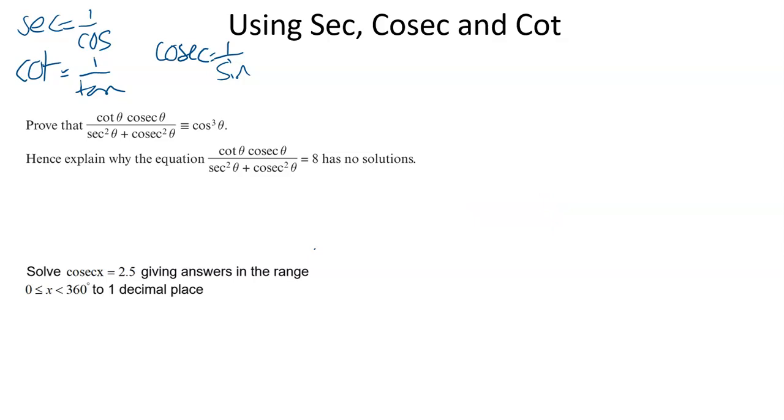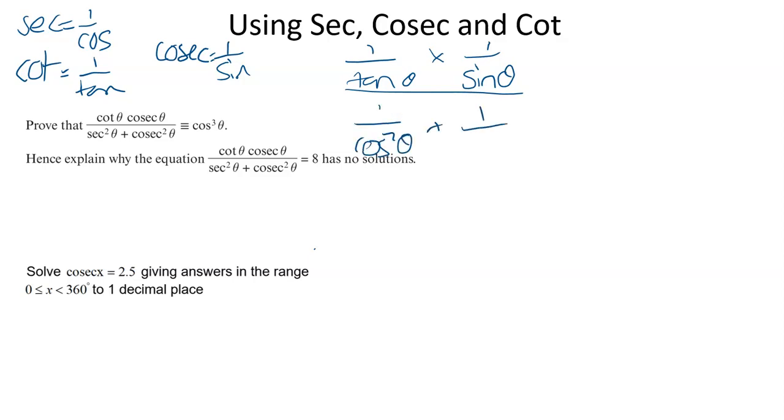Okay, so let's rewrite what we've got here as a big old fraction. So cot is 1 over tan theta times cosec is 1 over sine, so 1 over sine theta. And then this is divided by 1 over cos squared theta plus 1 over sine squared theta. Okay, and we're not going to use this bit yet, the proof bit. Let's pretend we don't know that. Let's see if we can process this, turn it into this one.